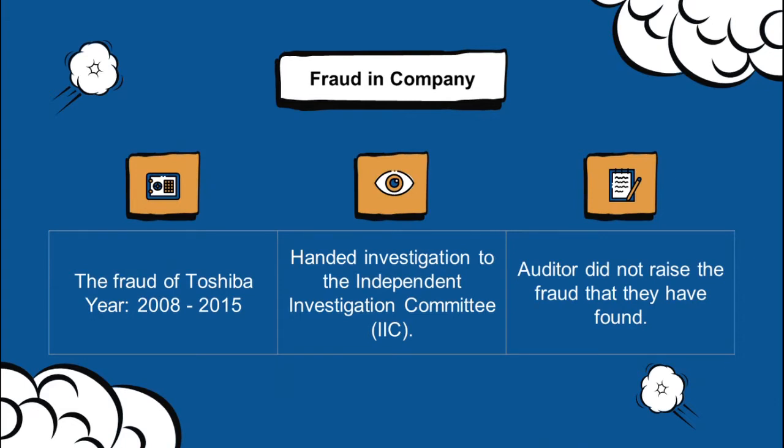The auditor that audited the company did not raise the fraud that they had found. It was found that the company's audit committee was headed by a former CFO of the company from 2011 until 2014. Later, the audit committee was succeeded by another former CFO of the company. The audit committee had limited knowledge of accounting, and the staff under the audit committee did not possess adequate accounting expertise.